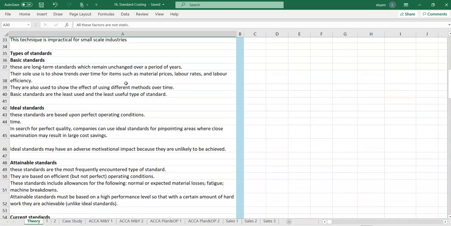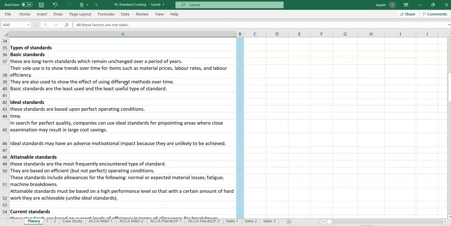So these are the drawbacks of standard costing. Let's look at the different types of standards which are available. So there are four different standards available. Number one is basic standard, ideal standard, attainable standard, and current standard. Okay. So we'll start with what is a basic standard.